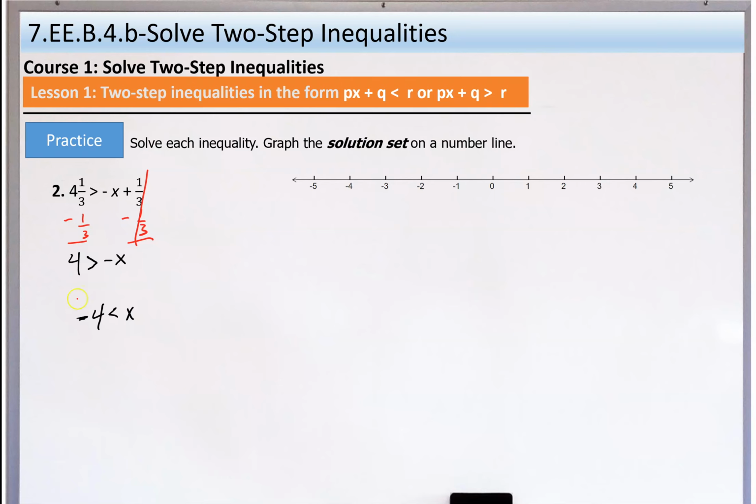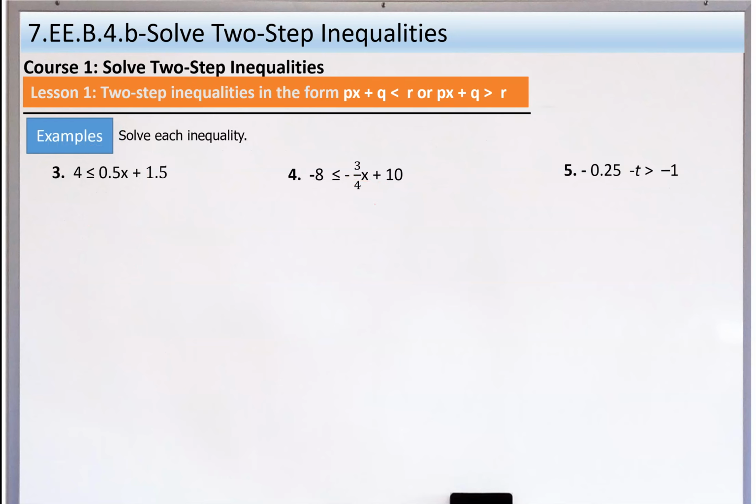Well, we ended up dividing both sides by a -1. And when we divide by a -1, it caused us to have to switch our inequality. So -4 is less than x. And again, that's the same thing as saying x is greater than -4, if that makes it easier for you. Not including -4, so you have to put a circle around it, and everything greater than -4.